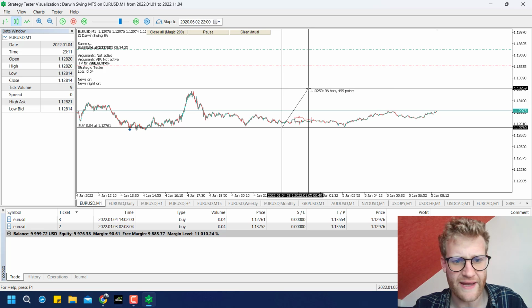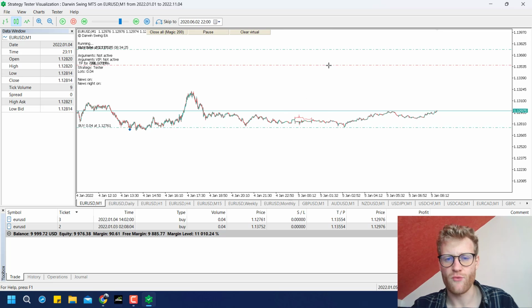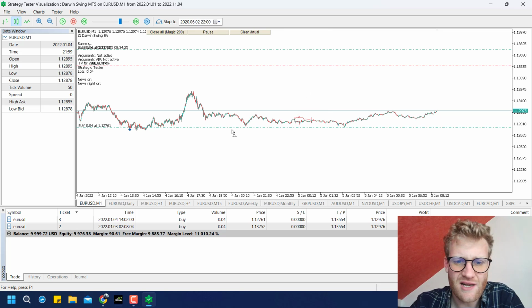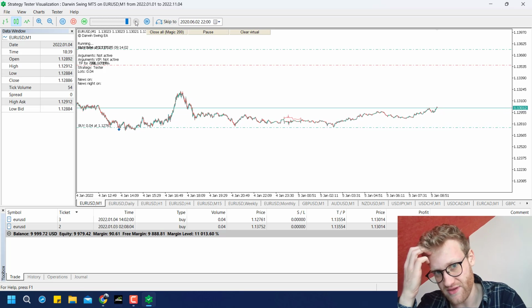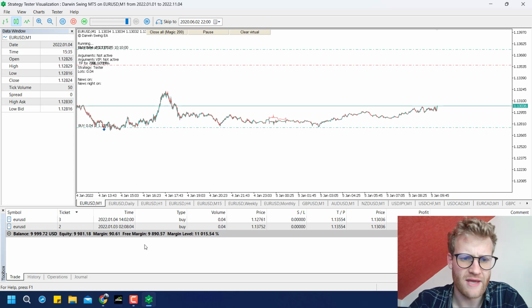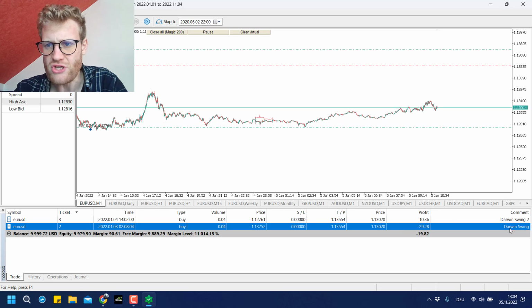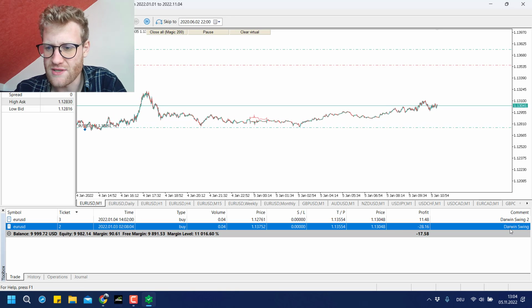And from this break-even price, we now have 250 to 300 points until we hit the take profit. So we are now making more than the 100 points that we made initially. Also, we can see the first trade has the comment Darwin swing.